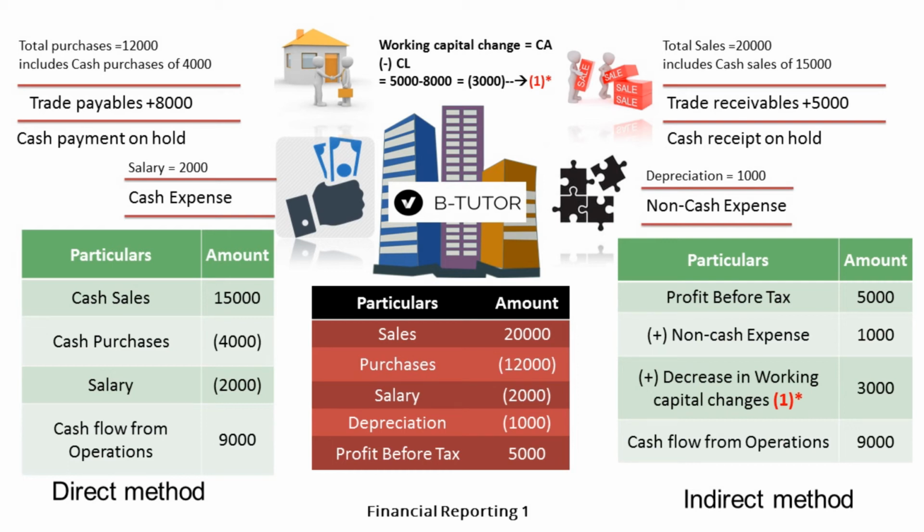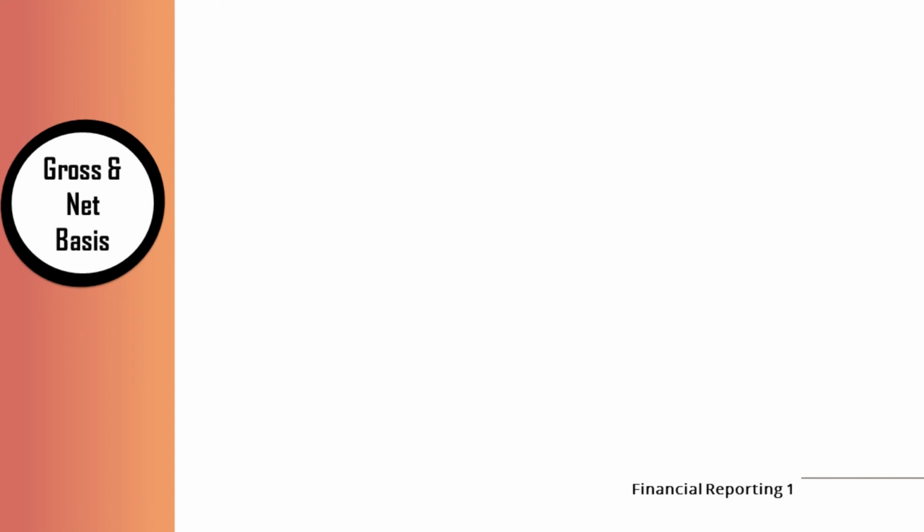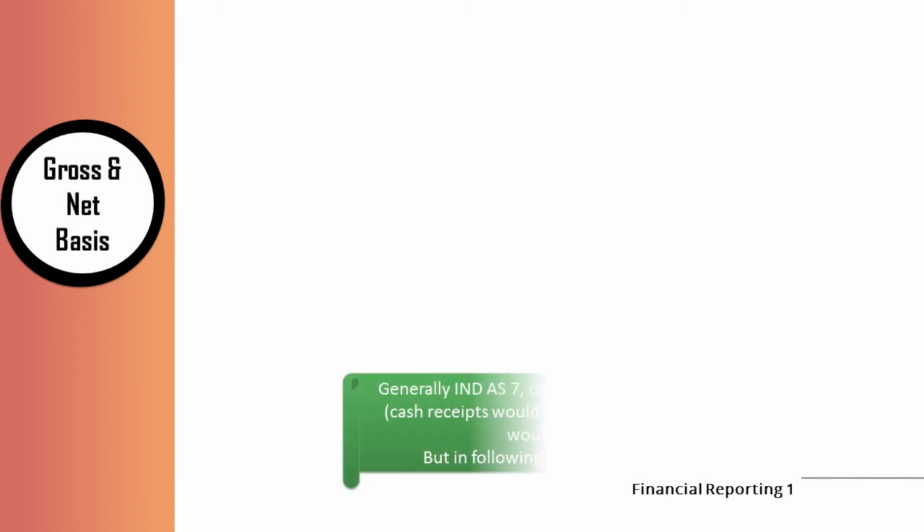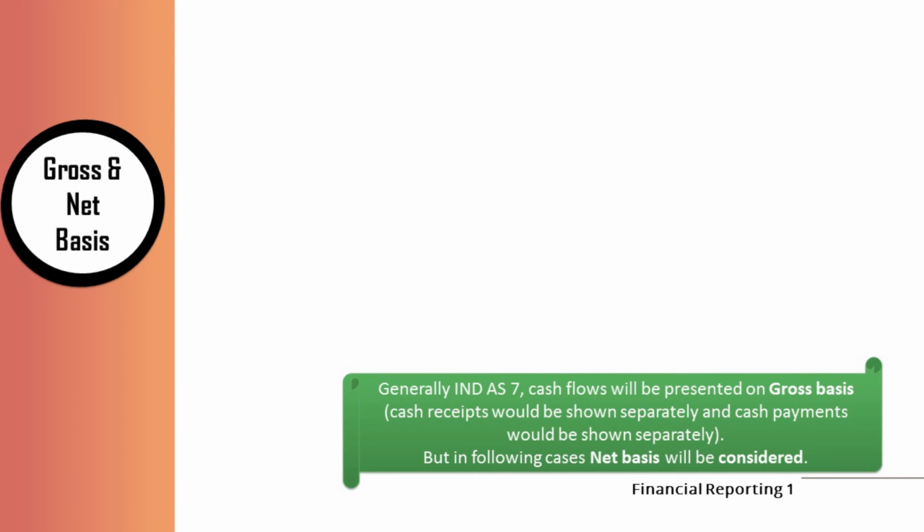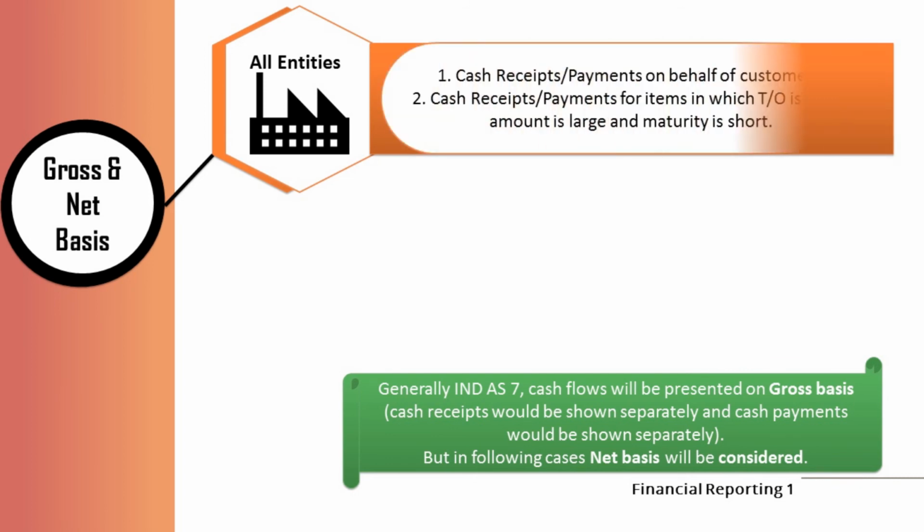Next, when to report cash flows on gross basis and when on net basis. Generally, in Ind AS 7, cash flows will always be presented on gross basis. That is, cash receipts would be shown separately and cash payments would be shown separately. But the following cases will be considered on net basis. First case, all entities except financial institutions. Point number 1, any cash receipts or payments on behalf of customers. Point number 2, any cash receipts or payments on items in which turnover is very quick, where amount is large and maturity is short.